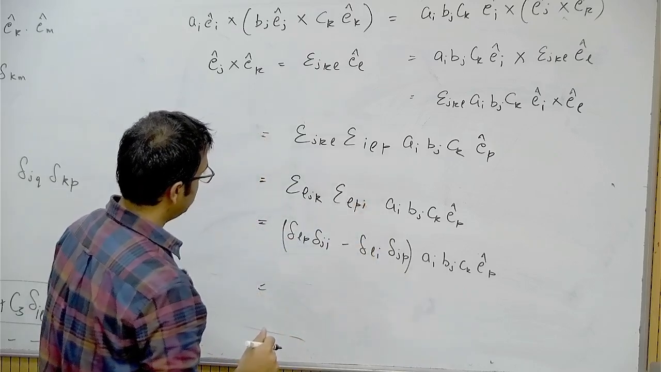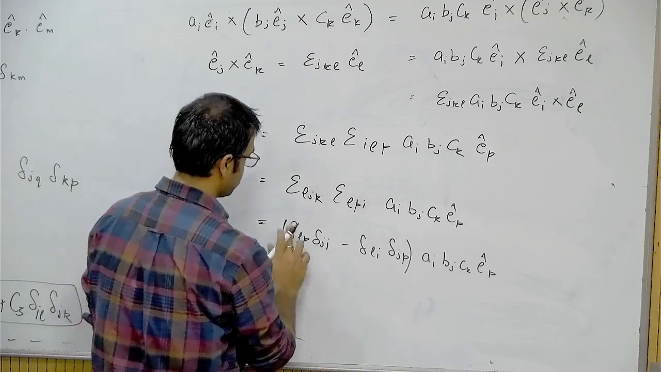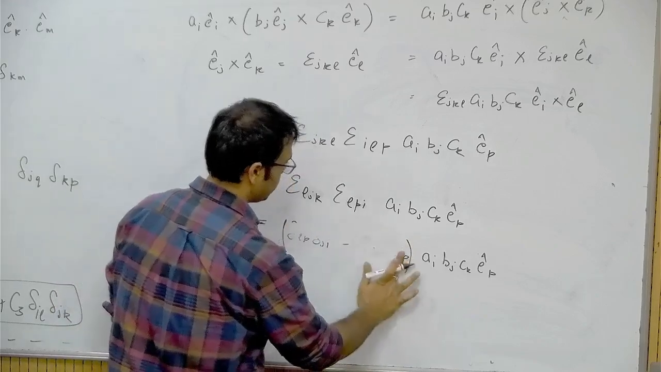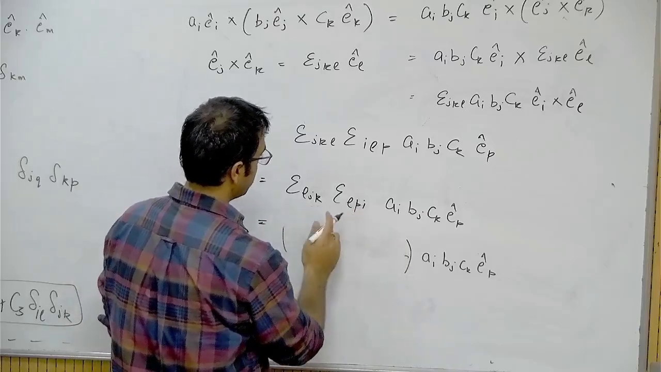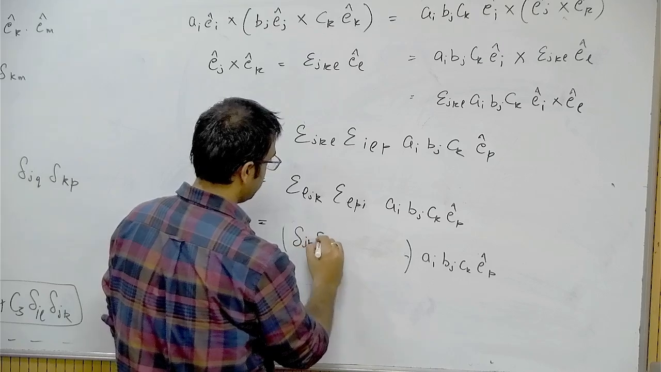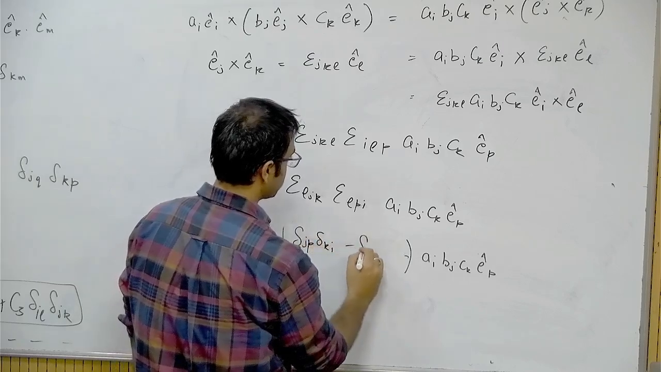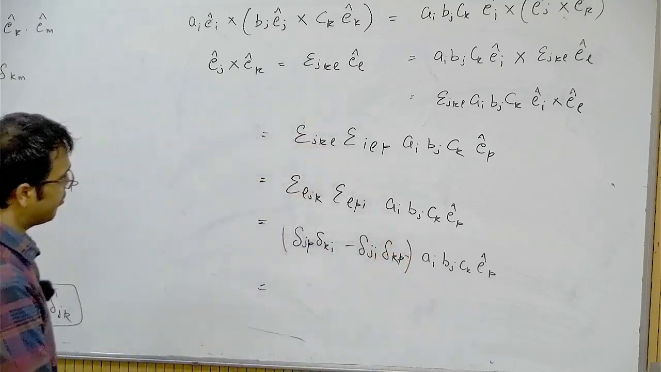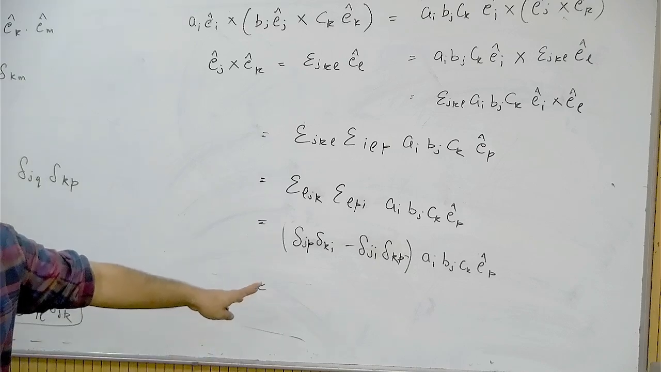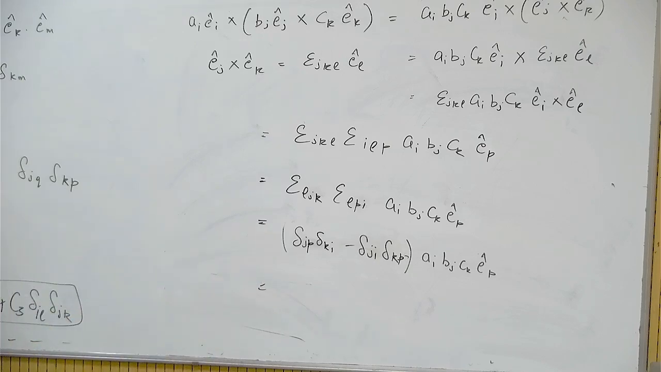Actually, we'll get a minus of this, but we can write down the things again. So this becomes delta_jp delta_ki minus delta_ji delta_kp. Is this fine? Okay.